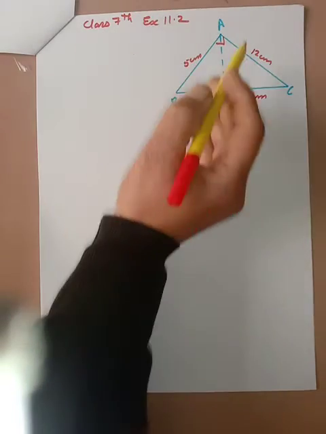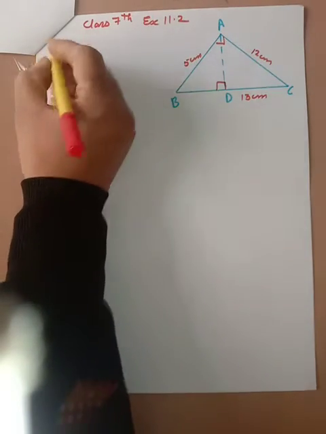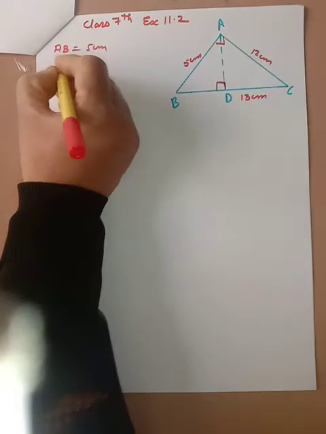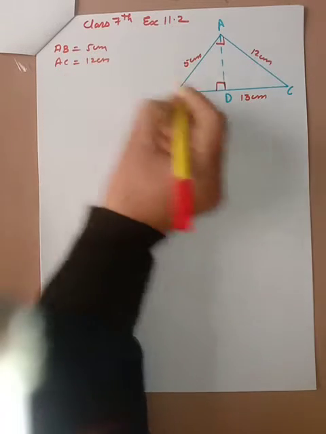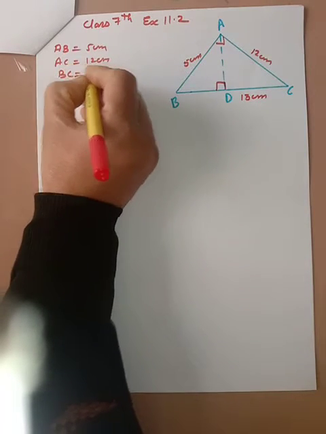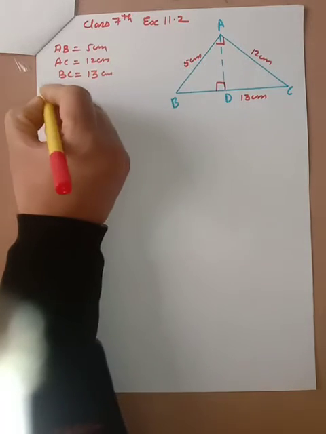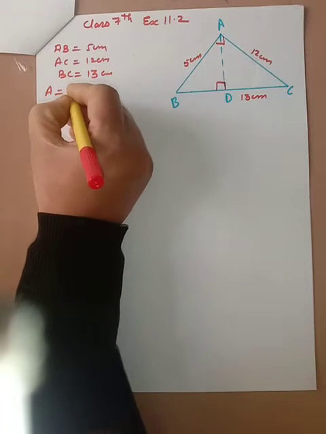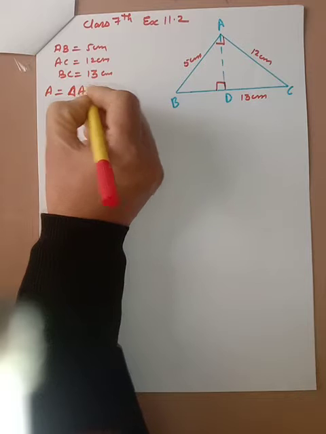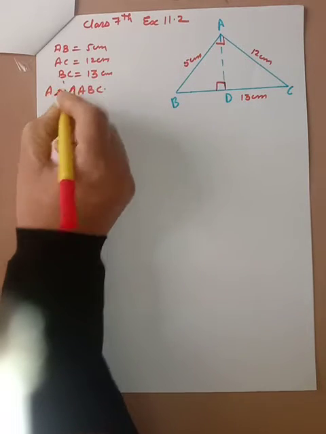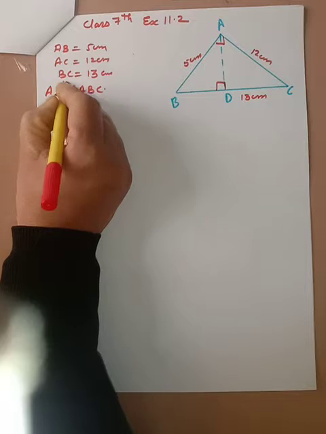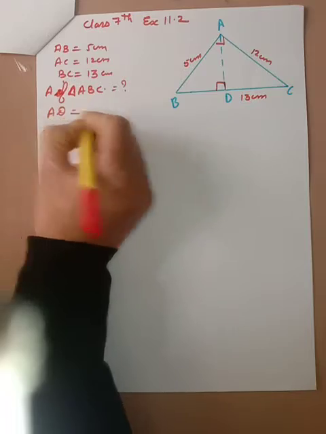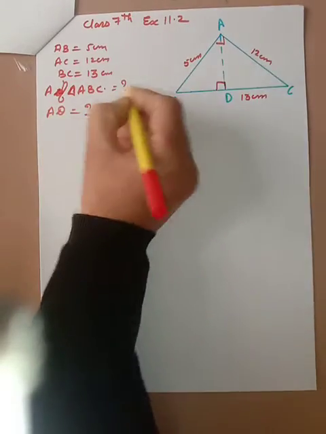Now, first, what is given? AB is 5 centimeter, AC is 12 centimeter, BC is 13 centimeter. We have to find the area of the triangle ABC. I'm writing the short form A. A means area of triangle ABC. This we have to find, and we have to find AD. AD पता करना है. Okay, these two things we have to find.